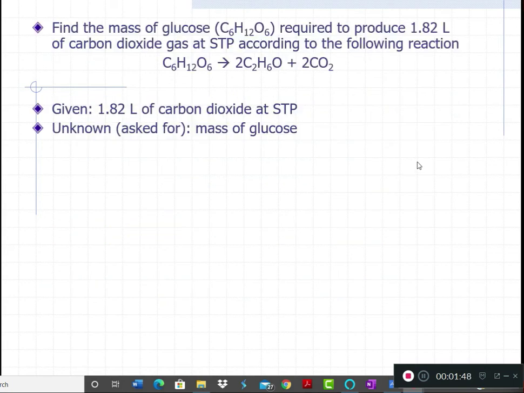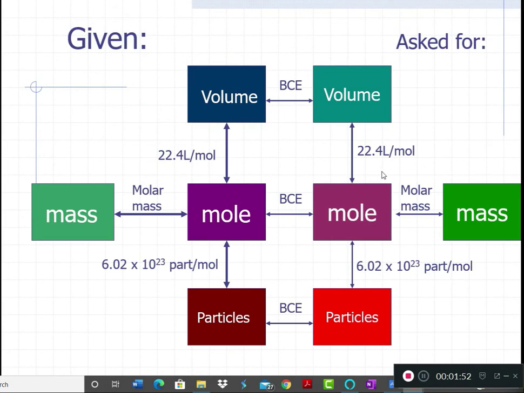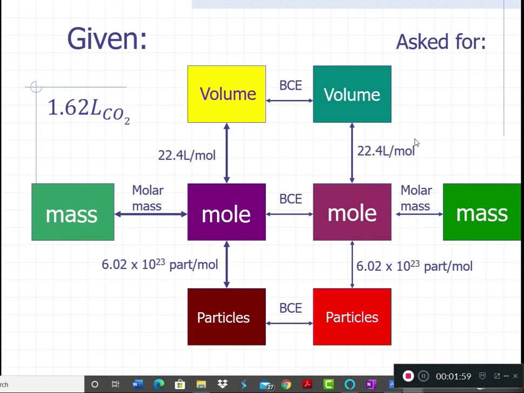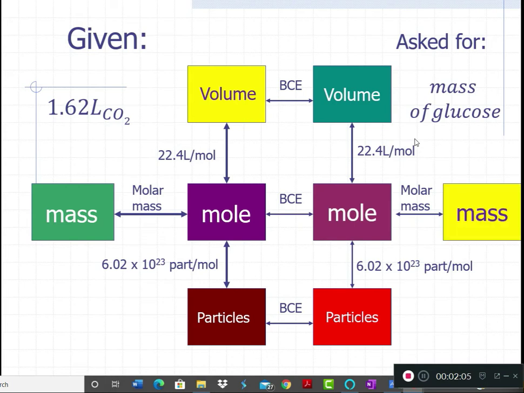So if we go to our flow chart, our mole diagram, we can see that we're going to start, well, it gives you the volume. So you're going to start up here in the upper left-hand corner. And then the second part is it's asked for the mass of glucose. So we're going to end up over here at mass. So we need to create a path, a plan that goes from the volume, yellow blob on the left-hand side, on the given side, to the mass on the right-hand side.